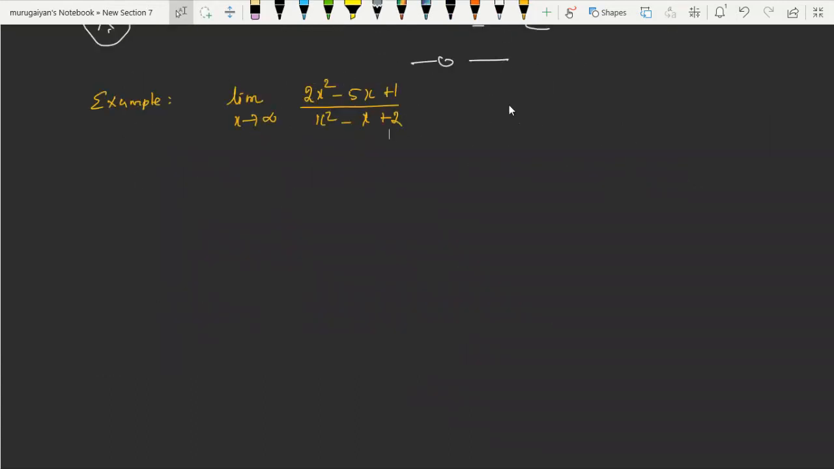So dear student, this type of question, limit as x approaches infinity of (2x square minus 5x plus 1) divided by (x square minus x plus 2), is known as a limit at infinity. What's the type? A limit at infinity.